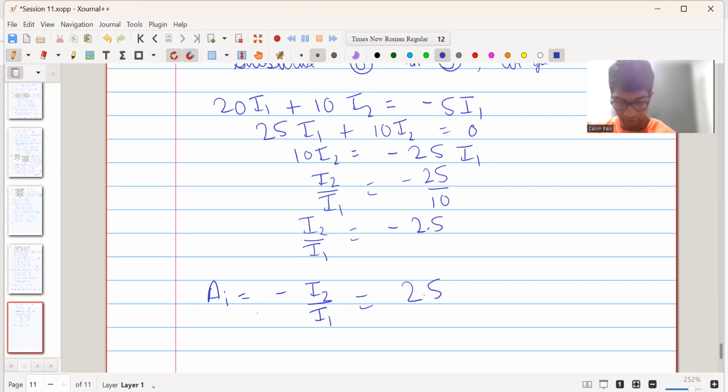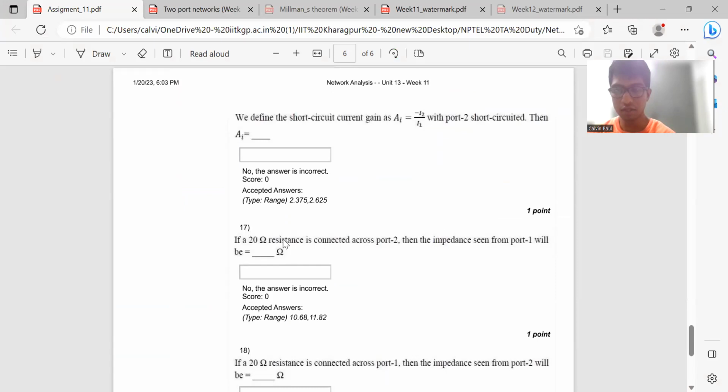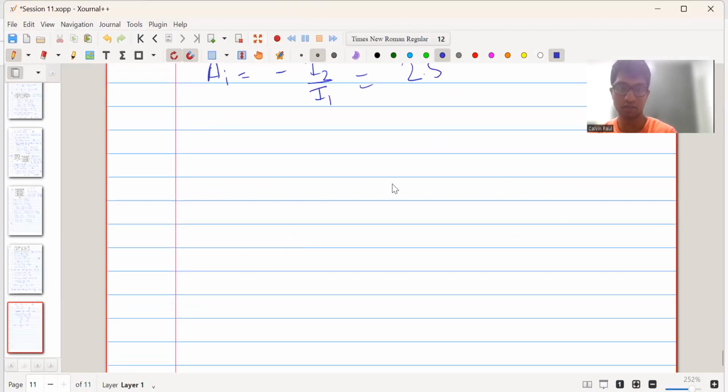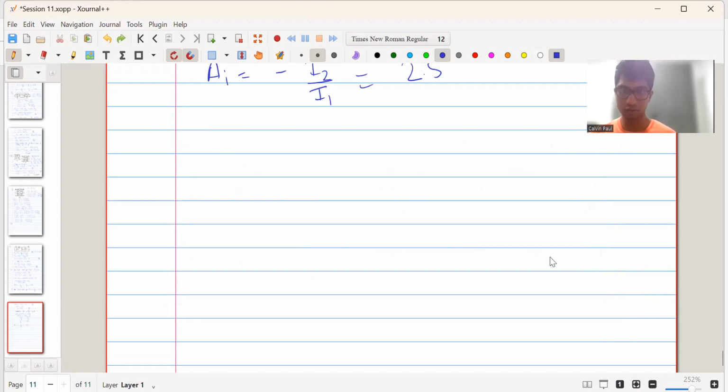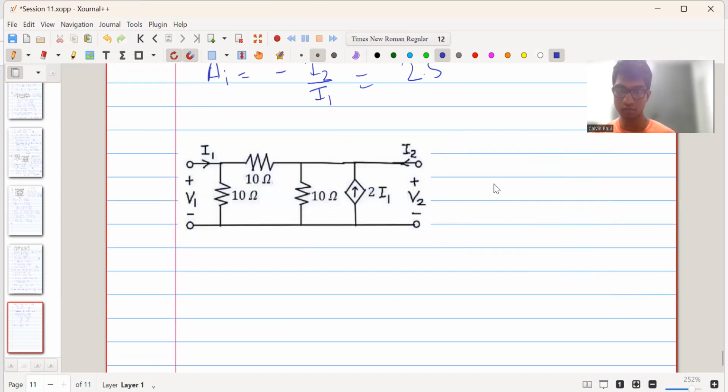So now we will proceed with the third part of the question. Now a 20 ohm resistance is connected across port 2, then the impedance seen from port 1 will be dash ohm. So let us consider a case. What they're saying is we connect a 20 ohm resistor here. So what do we know when we connect a 20 ohm resistor here? We get V2 is equal to minus 20 into I2. So we will substitute this V2 is equal to minus 20 into I2 in the equations which we have derived earlier, equation A and B.